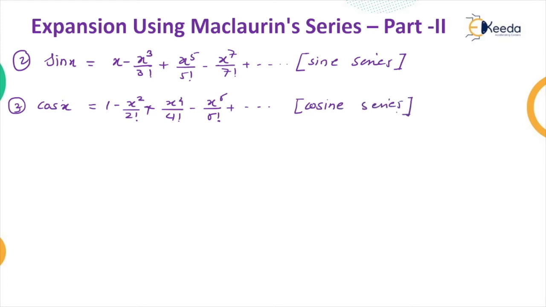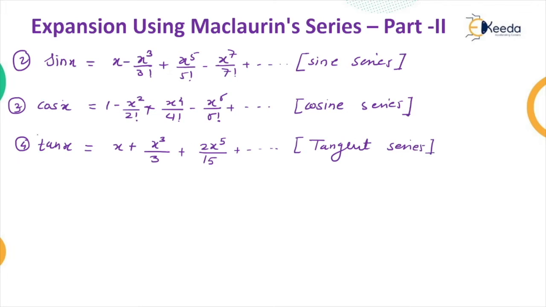Now after this we discuss formula number 4. This is the expansion of tan x, and it can be written as x plus x cube divided by 3 plus 2x raised to 5 divided by 15 plus and so on. So this is called the tangent series.